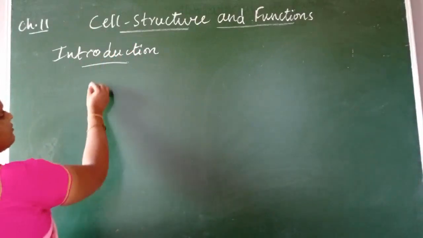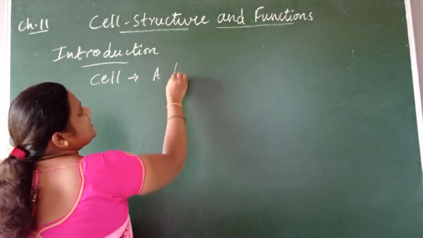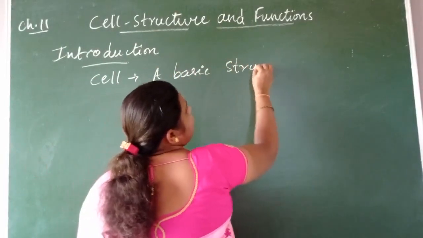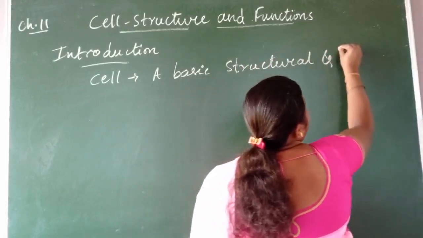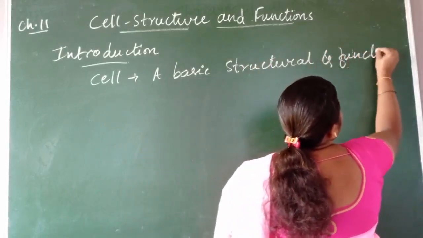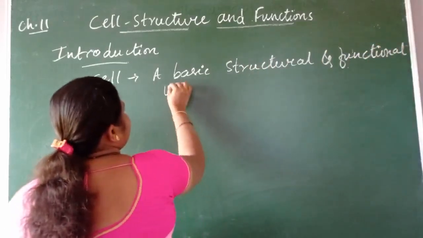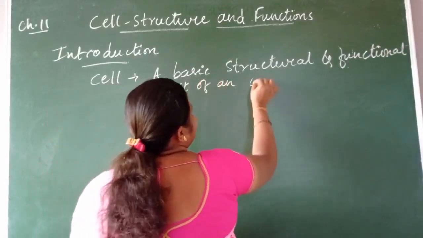So how can we define a cell, children? A cell is nothing but a basic structural and functional unit of an organism.